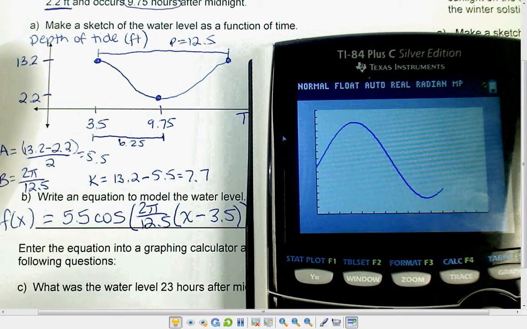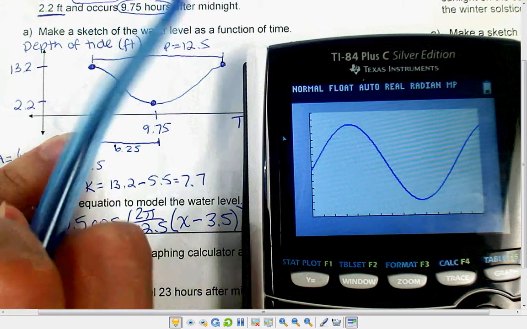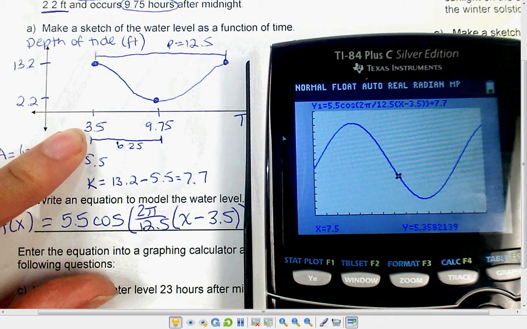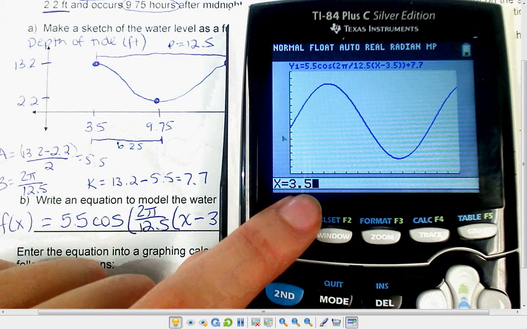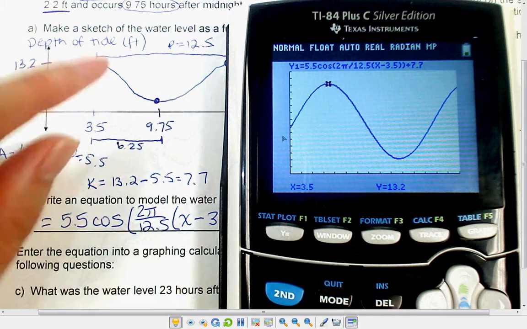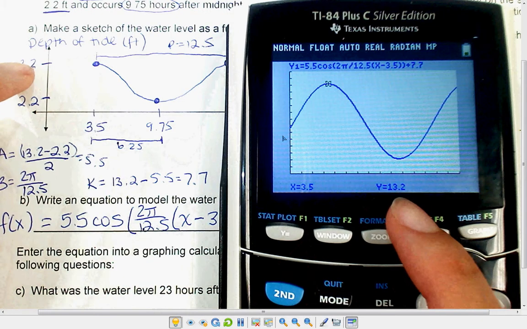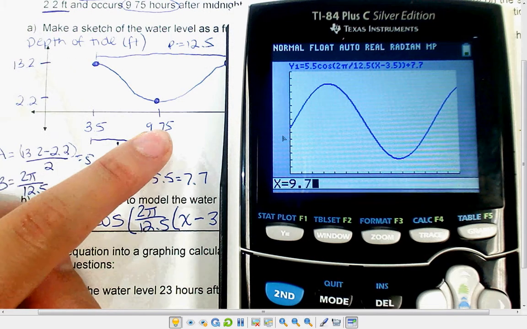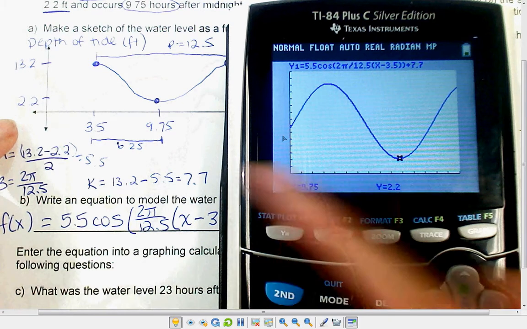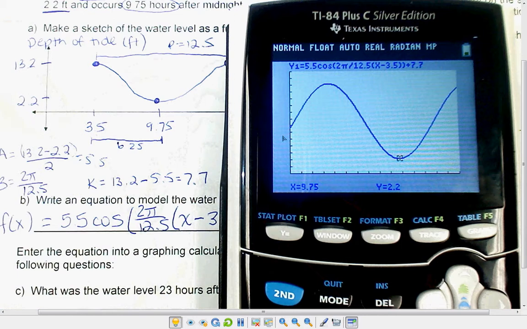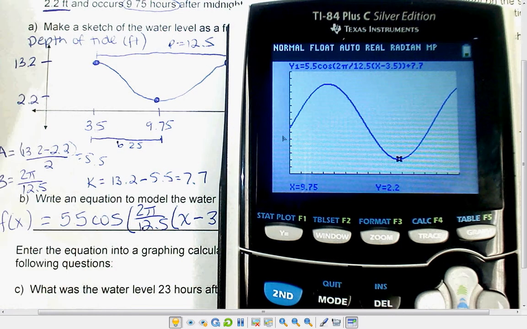And so to check to make sure our equation is right, let's just make sure that these 2 points, the ones that they gave us in the problem, are correct. So I'm going to press trace, and then I'm going to type in 3.5, so it says x equals 3.5. When I press enter, it should give me this point right here. So I have 3.5, 13.2, that's correct. Let's now type in 9.75 and see if that gives you 2.2. Yep, this gives you 2.2, which means my equation is correct. So this is a good way of checking to make sure you entered your equation right into your y equals before you move on to the next two problems.